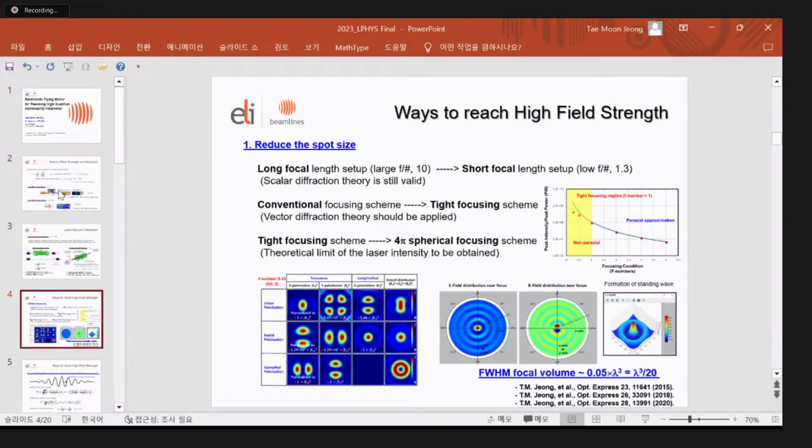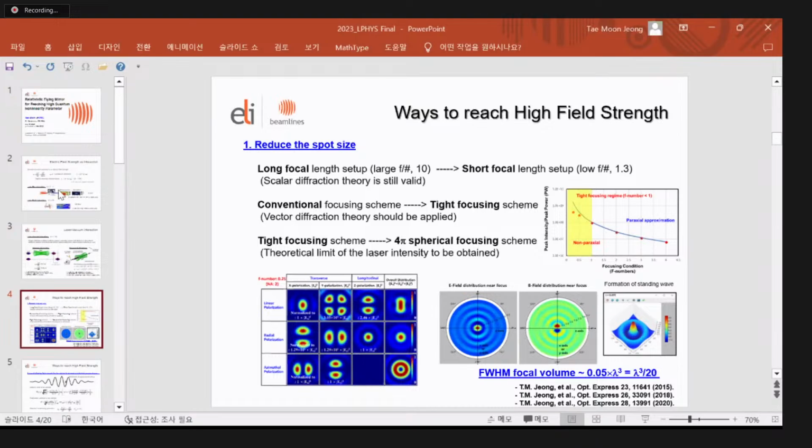If you use the tight focusing, and in this case, tight focusing means the F number is below 1, then we cannot use the scalar diffraction theory anymore. In this case, we have to consider the vector diffraction theory, and we have to consider the polarization configuration at the focus field. And then in the very limiting case of the tight focusing, it is the Popeye spherical focusing scheme.